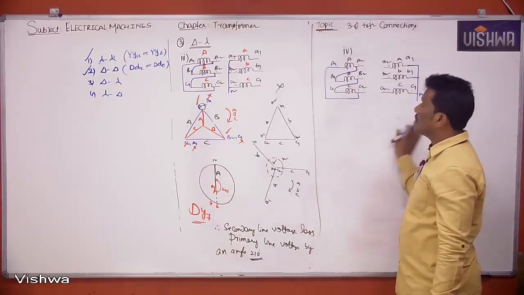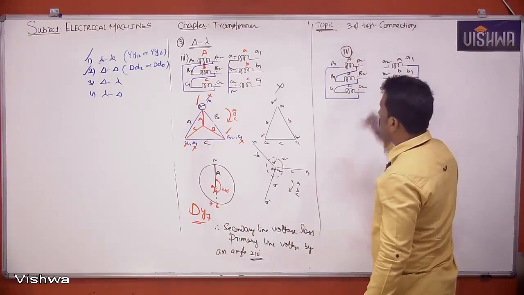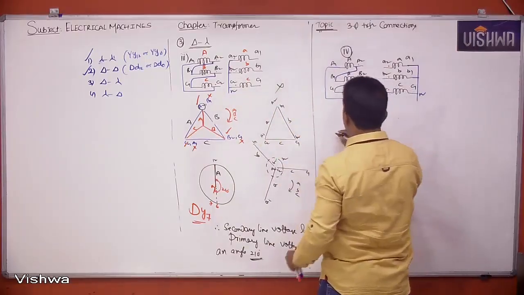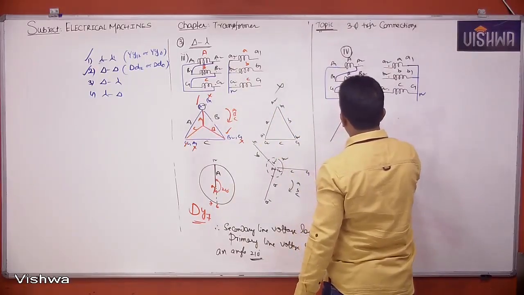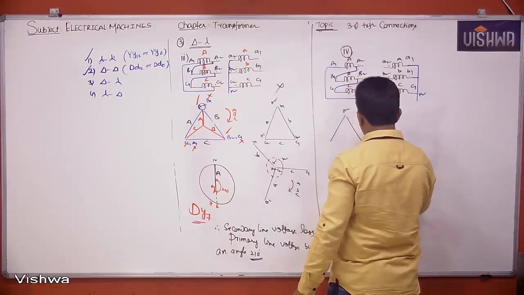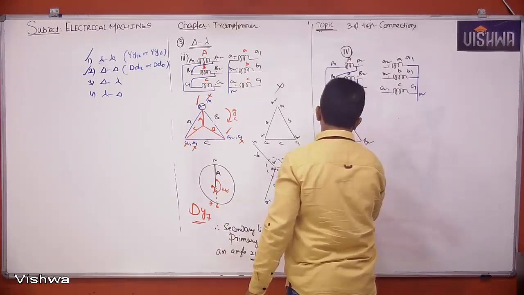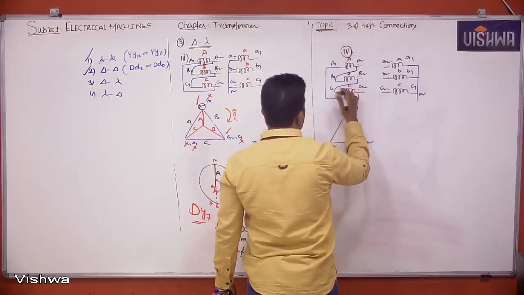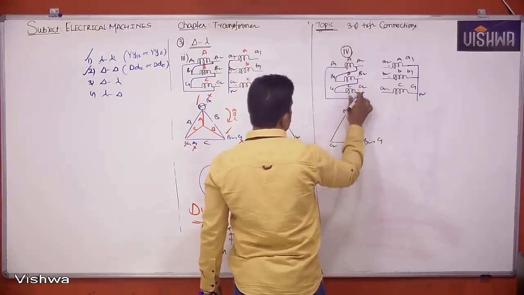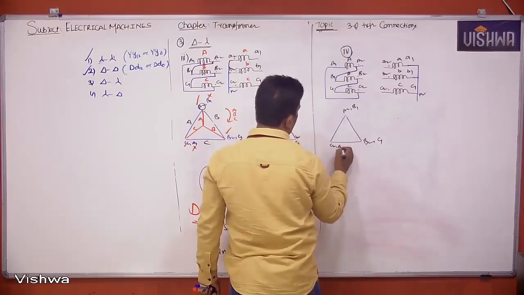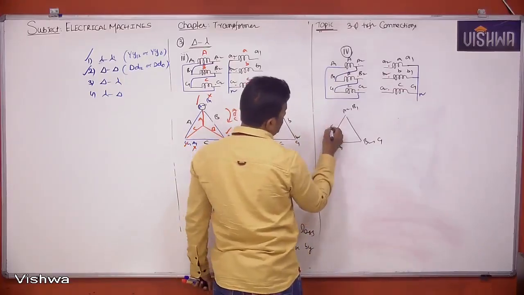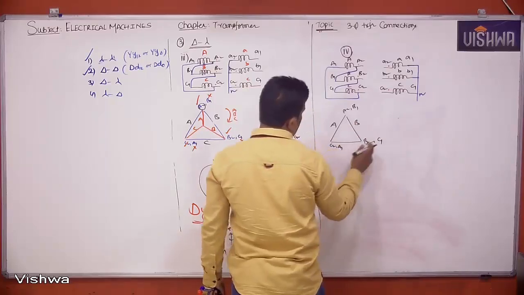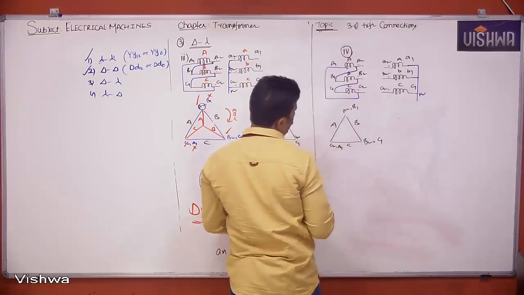Now let me go for case 4, please. Case 3 primary, case 4 primary same. So simply I can draw like this. A2 is what, B2 is what, C2. A2 is nothing but B1, B2 nothing but C1, C2 nothing but A1. A1 is here, A2 is here, so it represents a capital A. B1 is here, B2 here, B. C1 is here, C2 here, C.